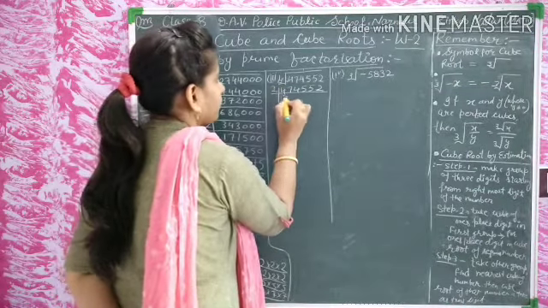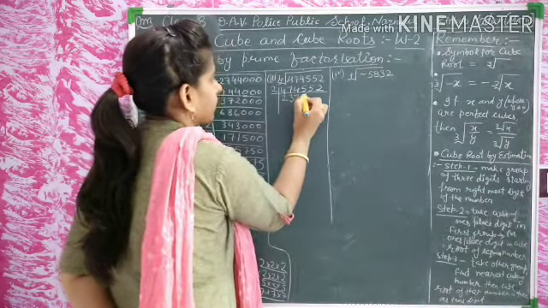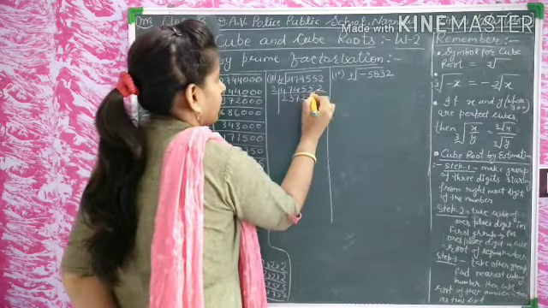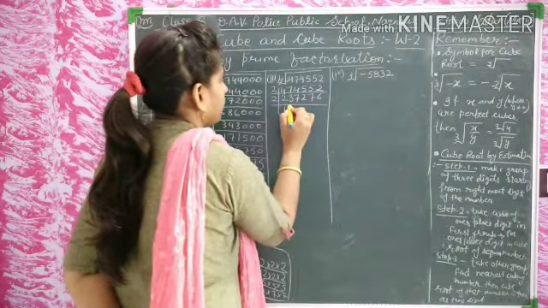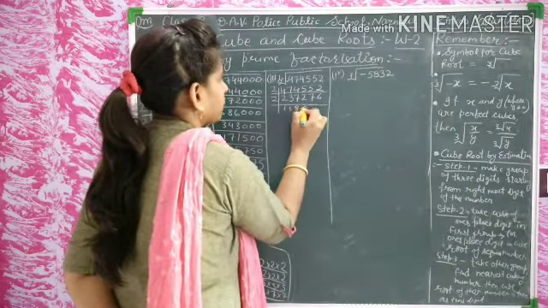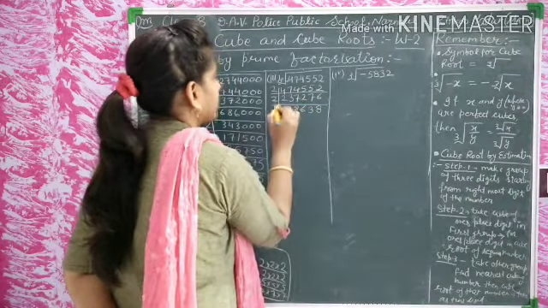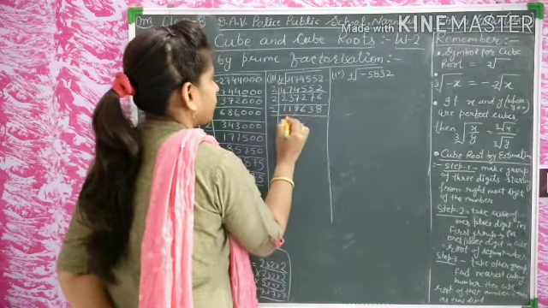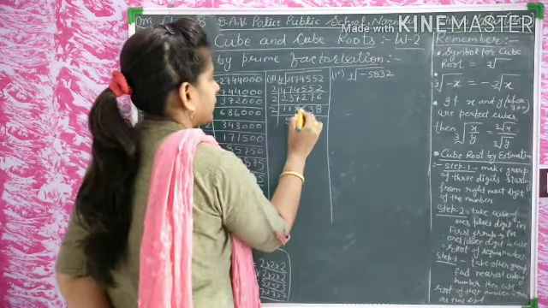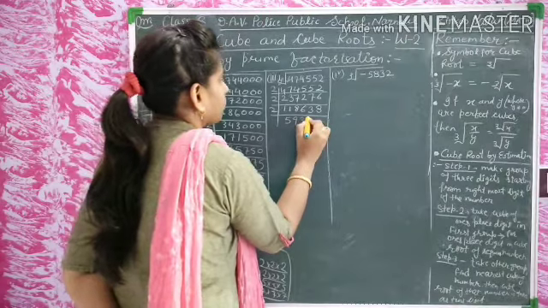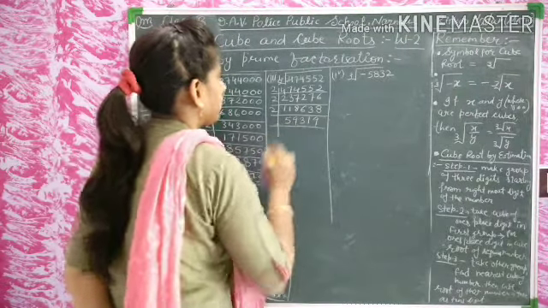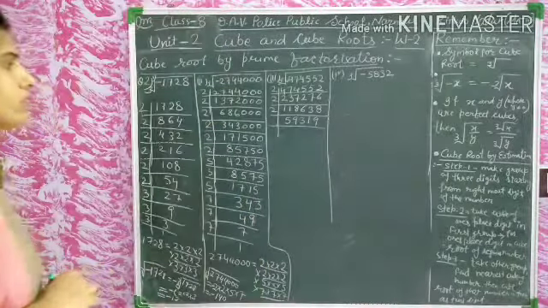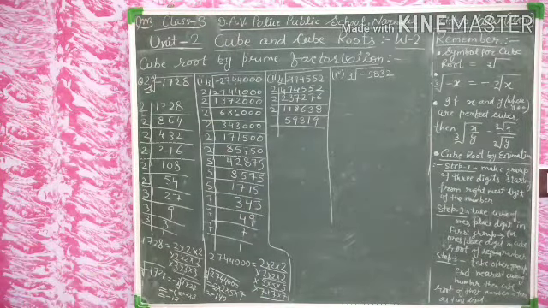2 2s are 4, 2 3s are 6, 2 7s are 14, 2 2s are 4, and 2 7s are 14, 2 6s are 12, and again 2 1s are 2, 2 1s are 2, 2 8s are 16, 2 6s are 12, 2 3s are 6, 2 8s are 16. Now again 2 5s are 10, 2 9s are 18, 2 3s are 6, 2 1s are 2, and 2 9s are 18. Now again there is 5 9 14, 14 plus 3 is 17, and 1 is 18, 18 plus 9.